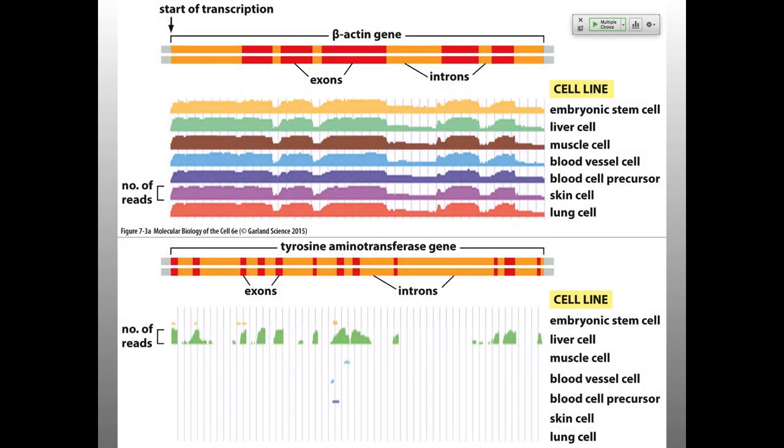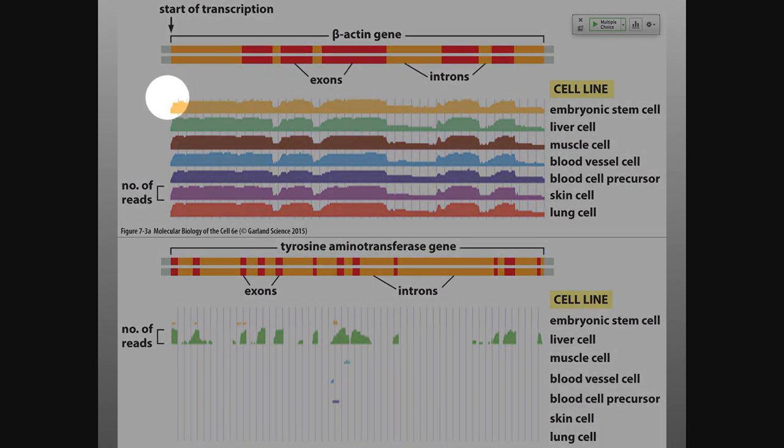How do you know that it's beta-actin RNA? You literally take all the RNA out of an embryonic stem cell, you sequence little pieces of it, and then you line those pieces up with the genome. The higher any of these peaks are means the more of that RNA you happen to have. So all these different cell lines have RNA that corresponds to the exons. This is not a really good image because the introns are tiny and the exons are huge. It should be a little bit the other way around. It'd be easier to look at down here.